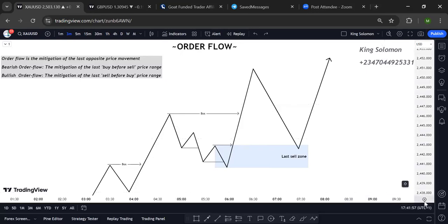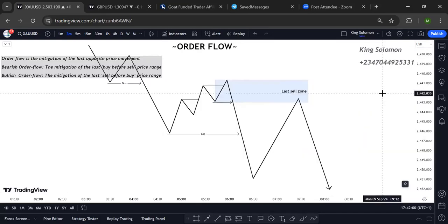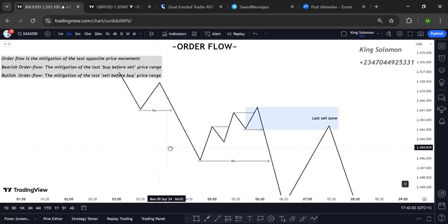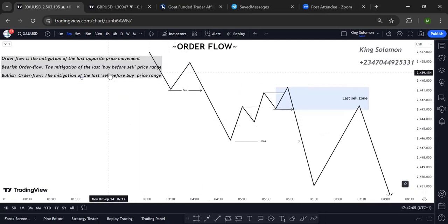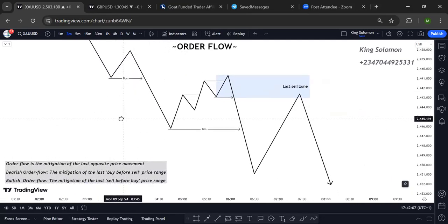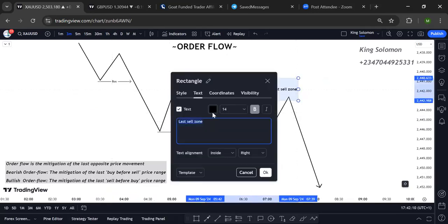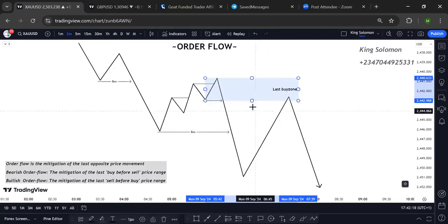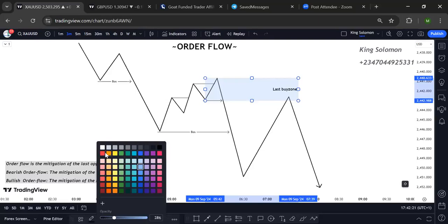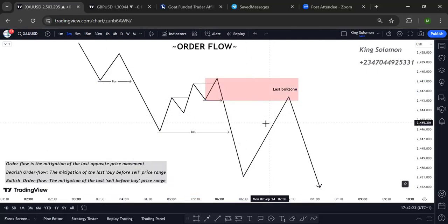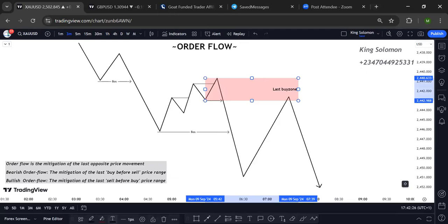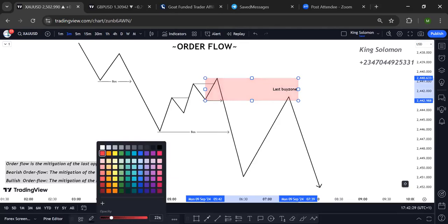So let's invert this chart and look at the bearish order flow. Looking at this, I'm going to make this the last buy zone, and this to red. All right. Okay, so this is pretty much it.